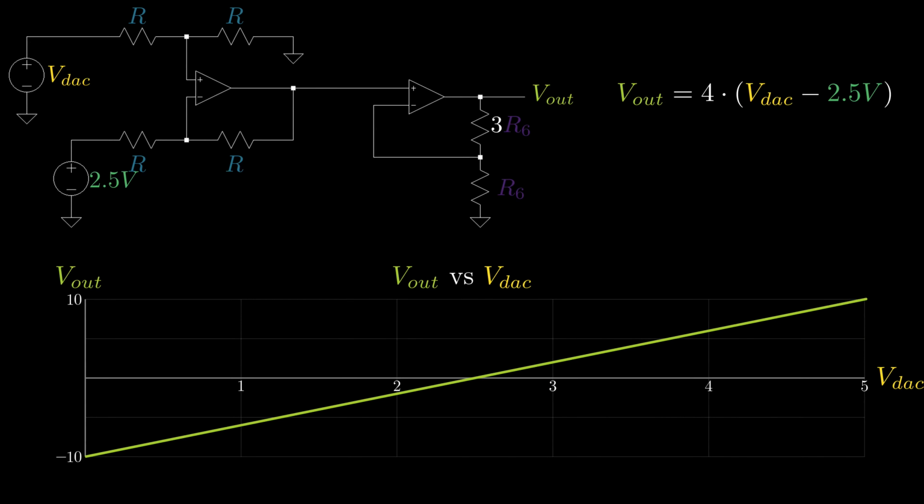If we plot Vout versus VDAC, when VDAC is 0 volts, Vout is -10 volts. When VDAC is 5 volts, Vout is +10 volts. Between those endpoints, the voltage increases linearly. This type of plot is commonly called a VTC, or voltage transfer characteristic.